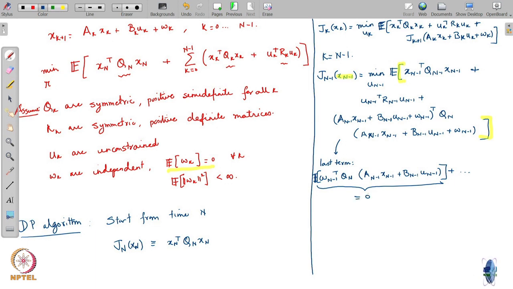Okay, so this term would be 0. So what you would be left with? Essentially the only terms you would be left with are the following. You would have a term that is this term multiplying this term via Q. You would also have a term in which w n minus 1 multiplies w n minus 1 via Q, right. So there will be terms that are quadratic in these two, in this and quadratic in this. So this is the sort of term we would get. Right. So now let's actually write that out.